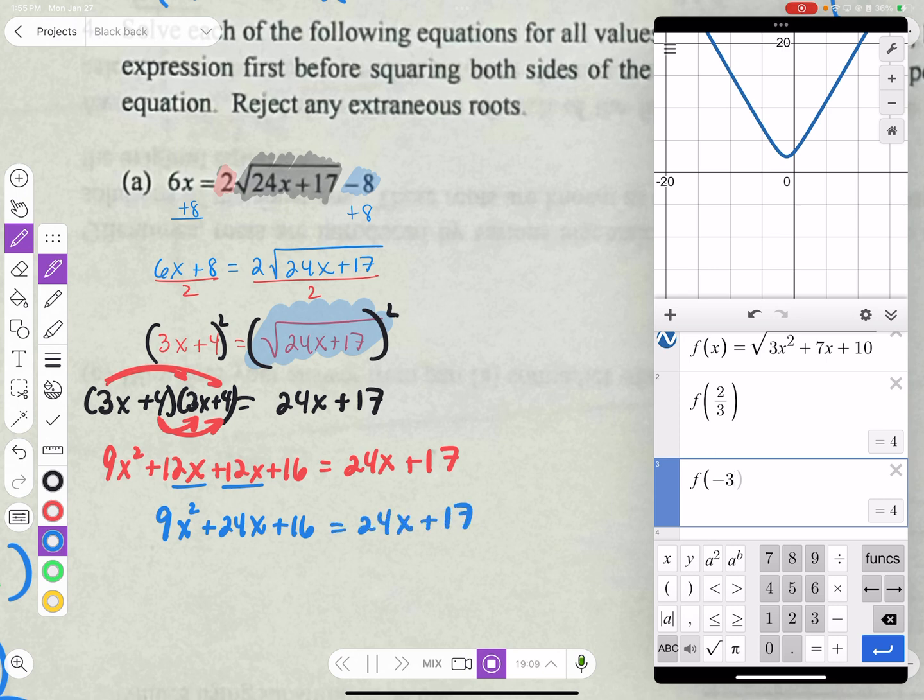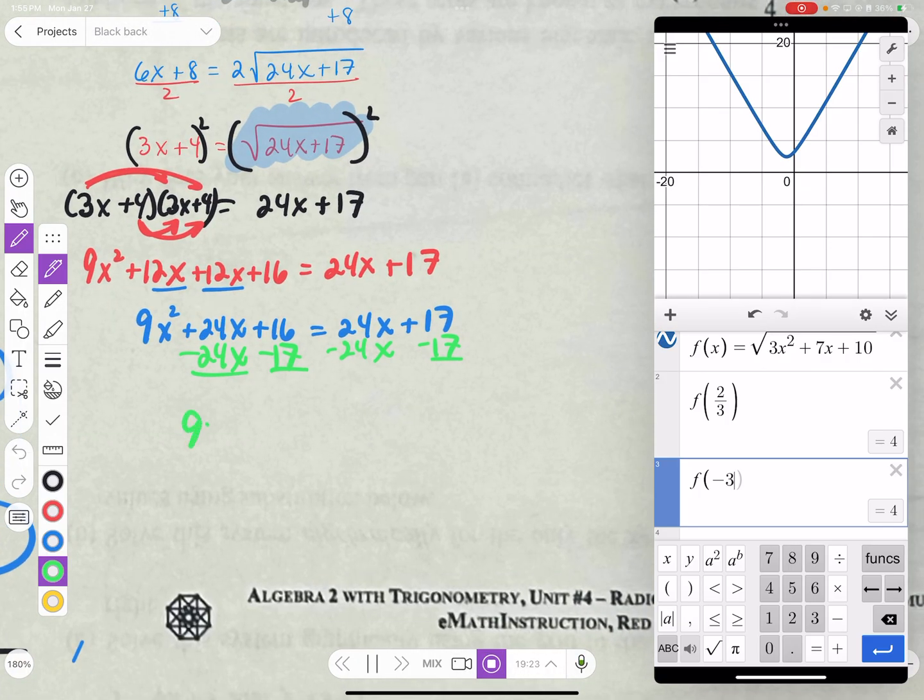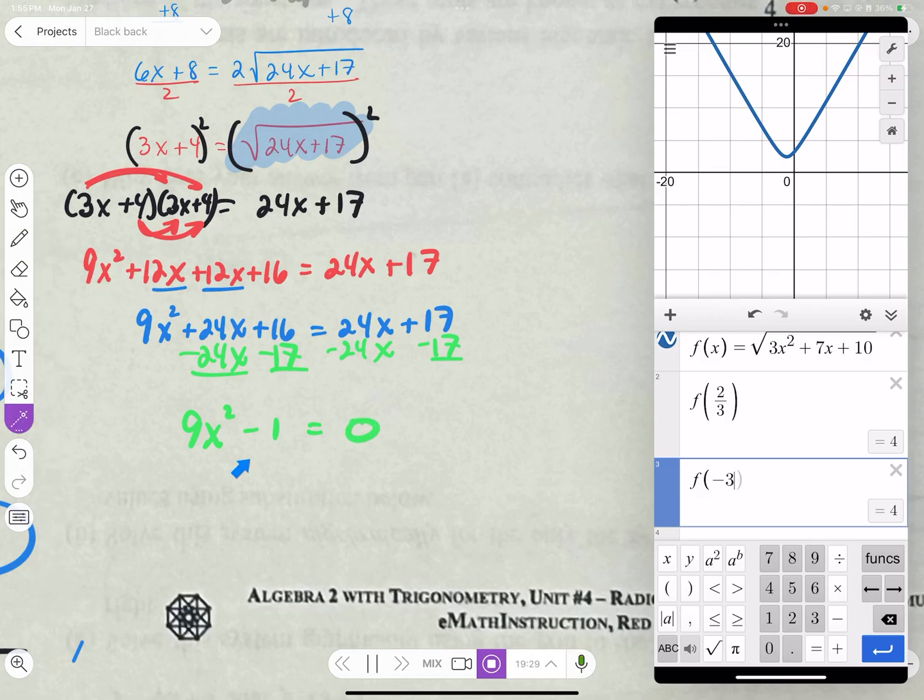There we go. Now I'm ready to start to solve it, and I go, oh, you're quadratic, so I better get you equal to 0. I can see some nice stuff happening here. 24 is going to knock out. So the left side, I get 9x squared minus 1 equals 0. And again, I could graph it and find out where you cross the x-axis, but I'm not going to. I'm going to try and factor this guy.